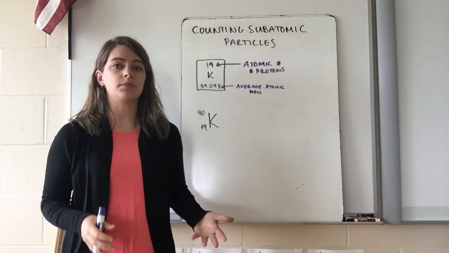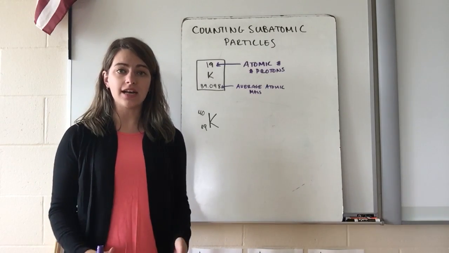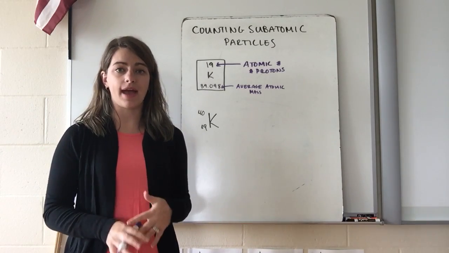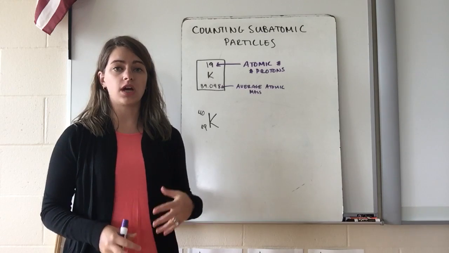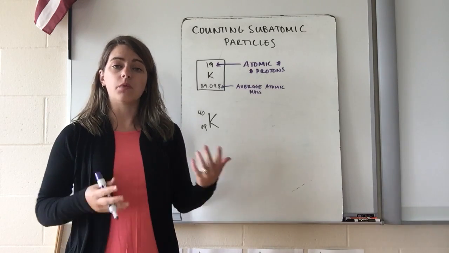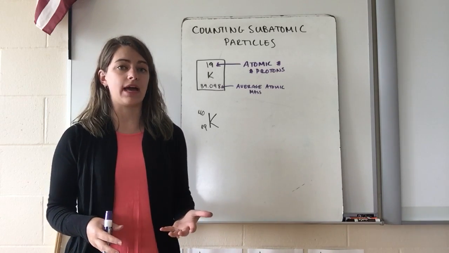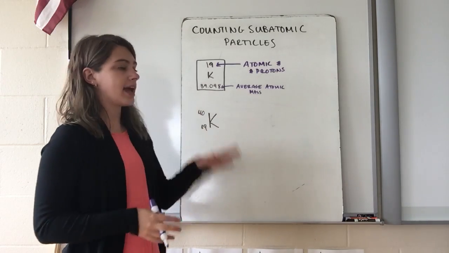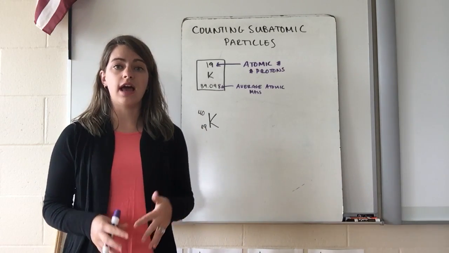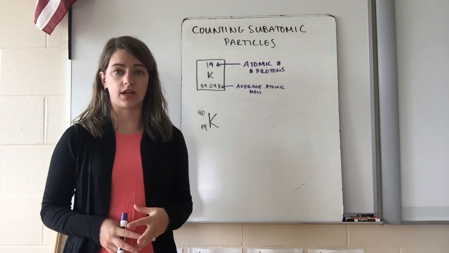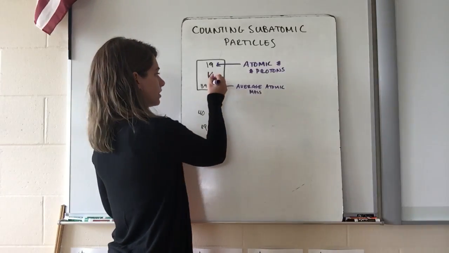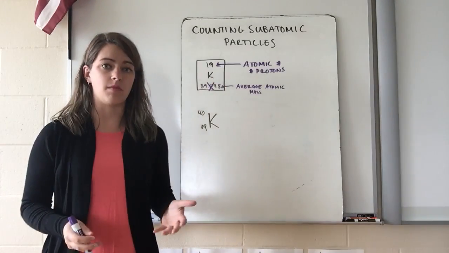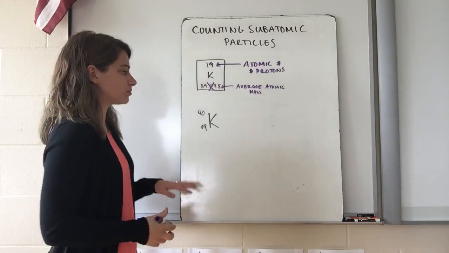Now, this often trips people up. You cannot use the average atomic mass to determine protons, neutrons, or electrons. We're going to talk about the average atomic mass later, but you cannot use it to determine how many protons, neutrons, or electrons you have. So we're pretty much going to ignore that number for these purposes.